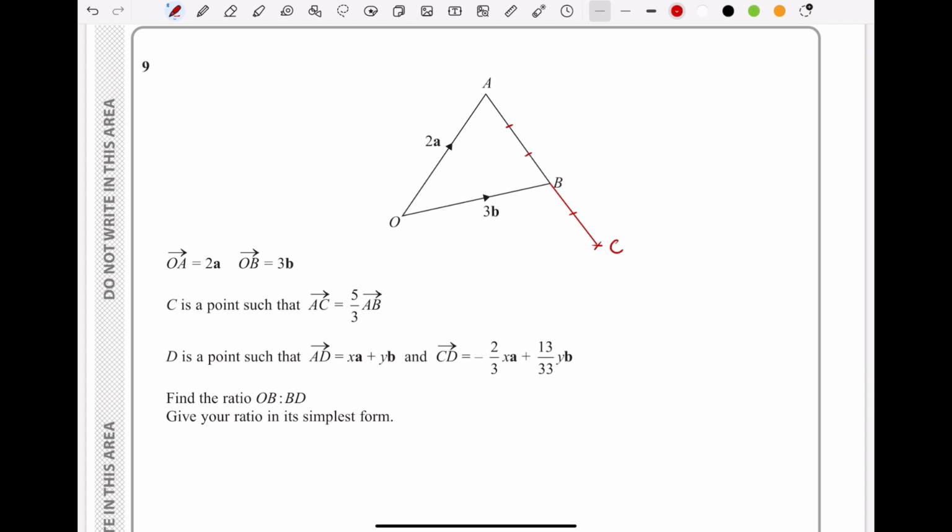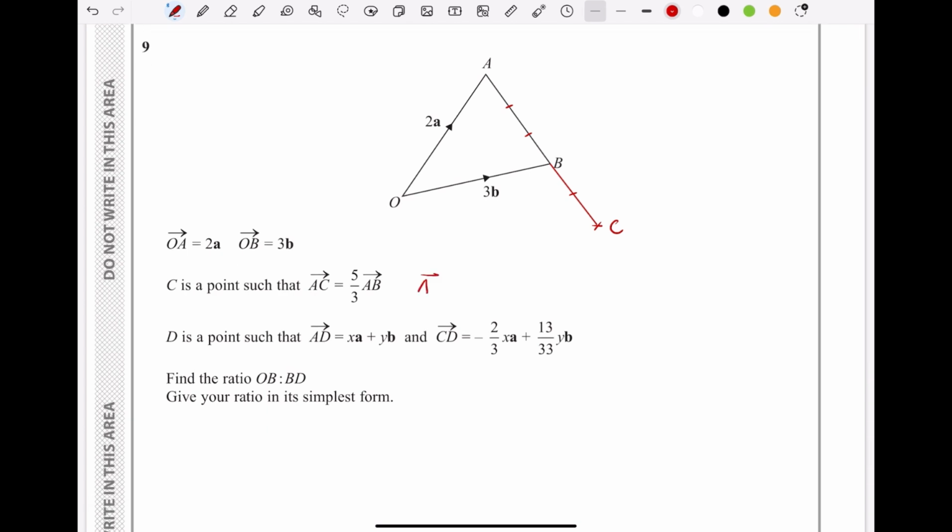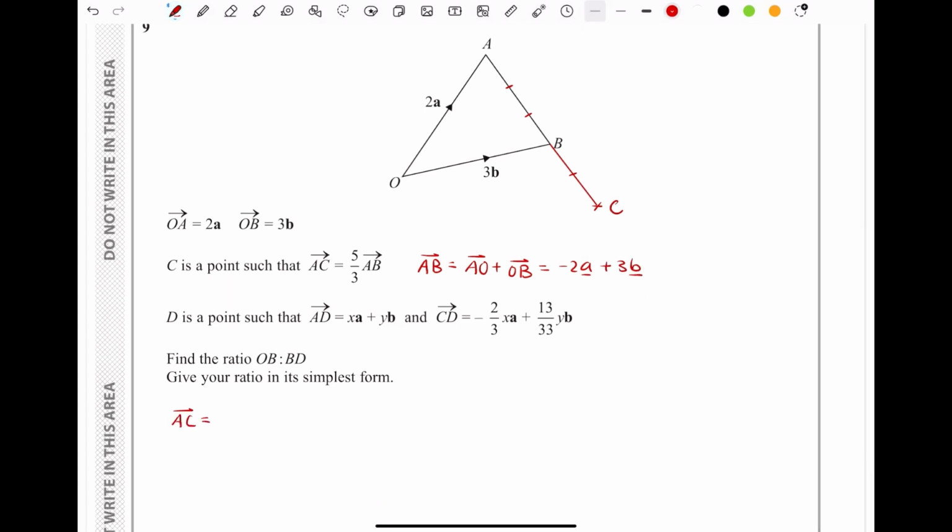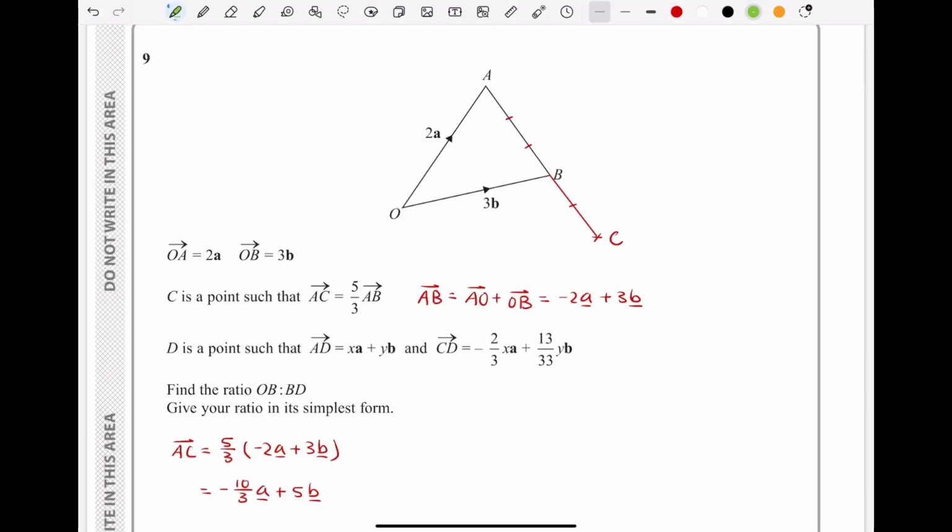Okay, so what we can do now is to work out AB. Now AB is AO plus OB. That is going to be negative 2a plus 3b. AC is 5 over 3 of AB, so we can work out AC to be negative 10 over 3 a plus 5b. We are also told AD. We don't really know where D is, but it doesn't matter. We can just say, well, assume D is here. We know that this vector is xa plus yb. And then CD is going to be negative 2 over 3 xa plus 13 over 33 yb.